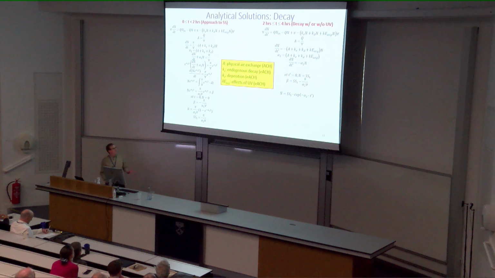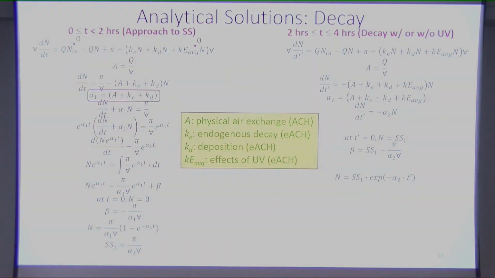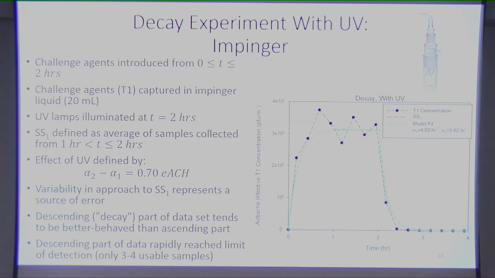Okay, so here is the corresponding math for the decay experiment. Again, I'm not going to go through the gory details of it unless you're really interested, but the bottom line is that for each of these simulations, there are these 2 parameters, alpha 1 and alpha 2. The difference between them gives us a representation of the effect that's attributable to UV, which is what we're looking for. All right, so here is an example of a decay experiment.